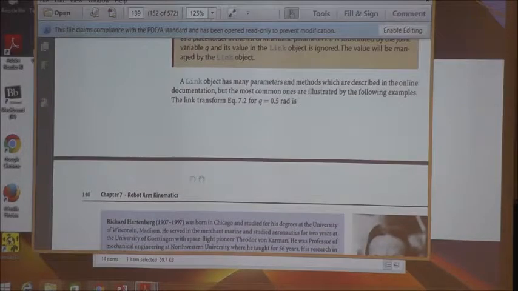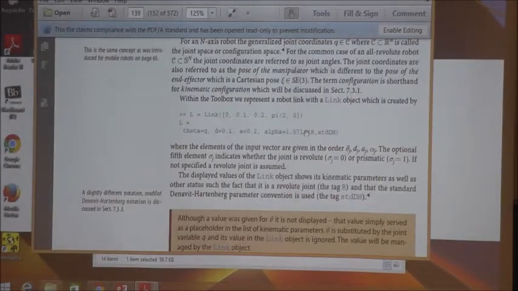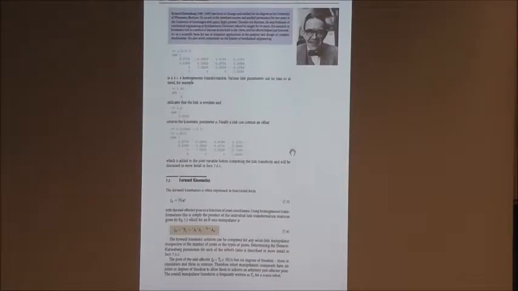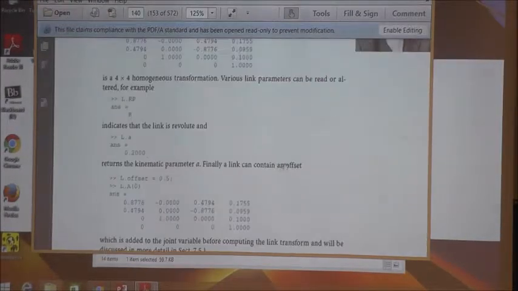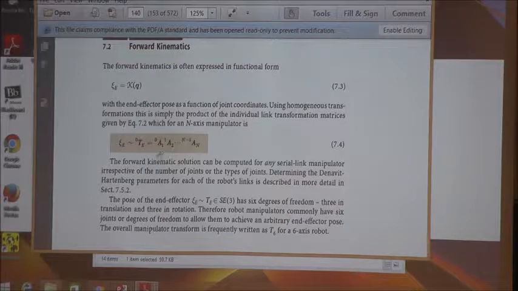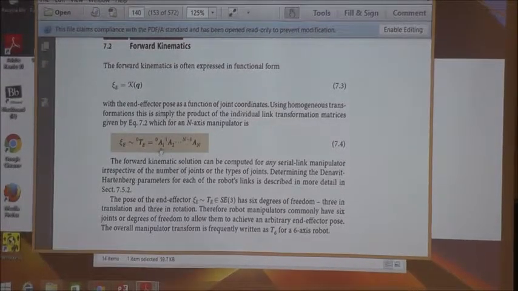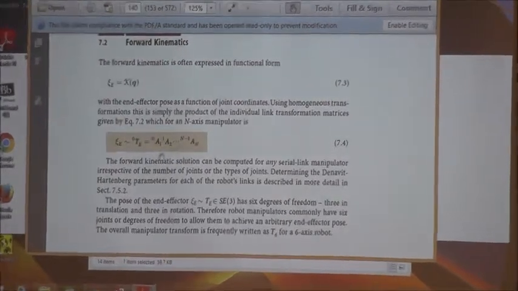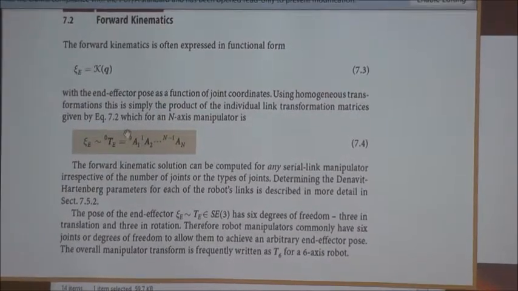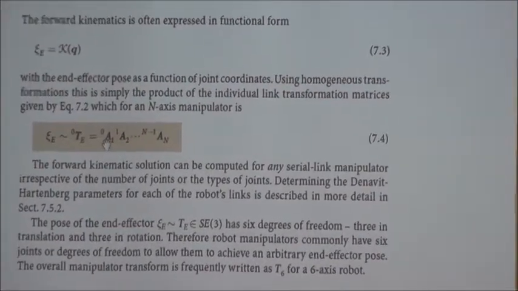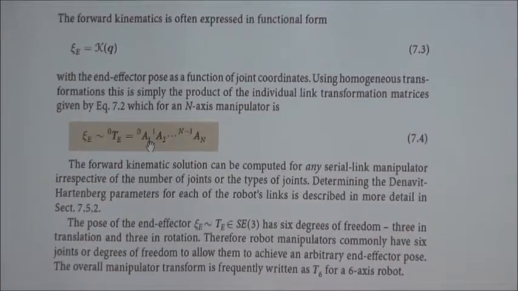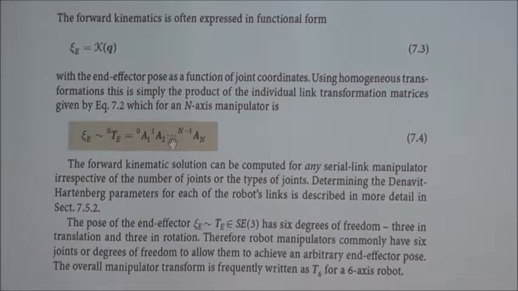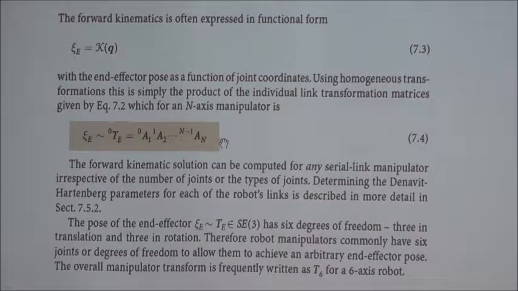Okay. Now, let me tell you what, here's the forward kinematics issue. Forward kinematics is the multiplication of, this is that N-link robot. You have the Denavit Hartenberg matrix from base to end of link 1. From link 1 to link 2, link 3, link 4, all the way to the end.